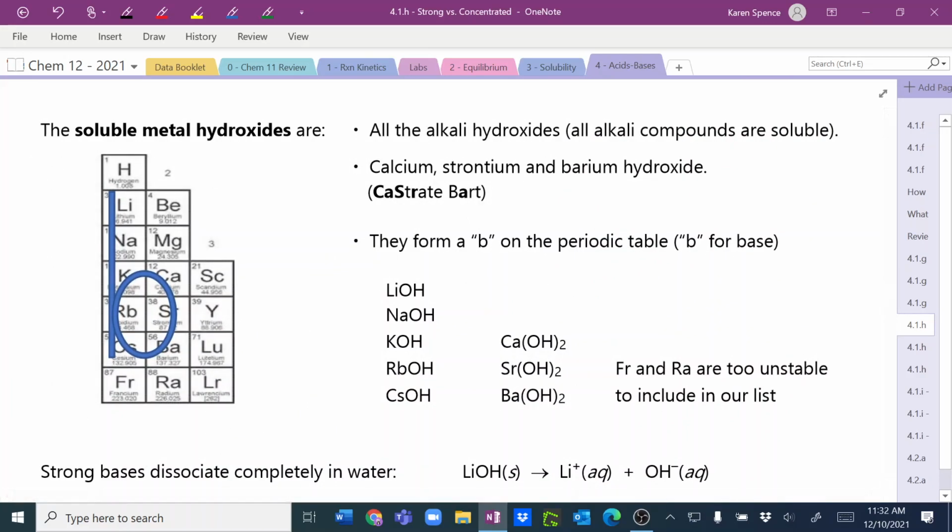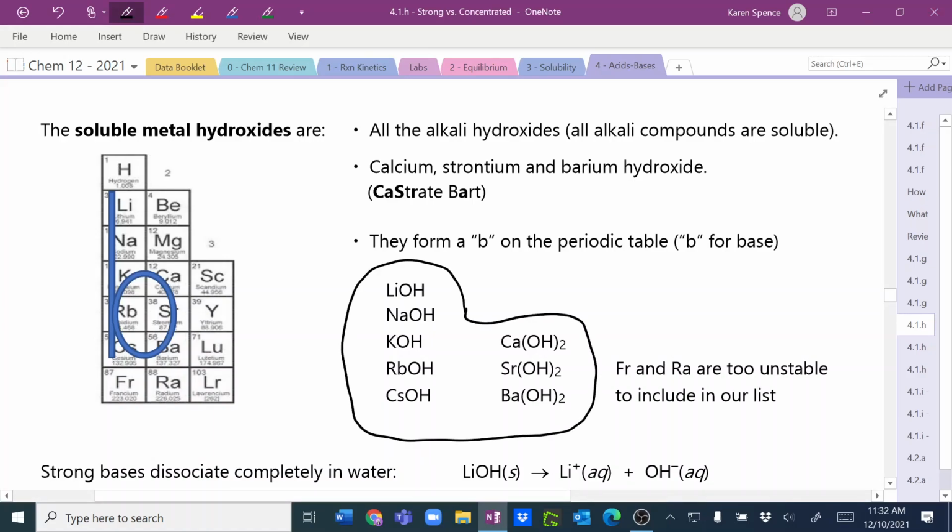You don't need to memorize the soluble metal hydroxides, because you will have a table of solubilities. But if you're in university and you need a mnemonic device, you can email me and say, hey, Ms. Spence, where was that little mnemonic device? Because I've lost it. Okay, so all of these ones are our soluble metal hydroxides.